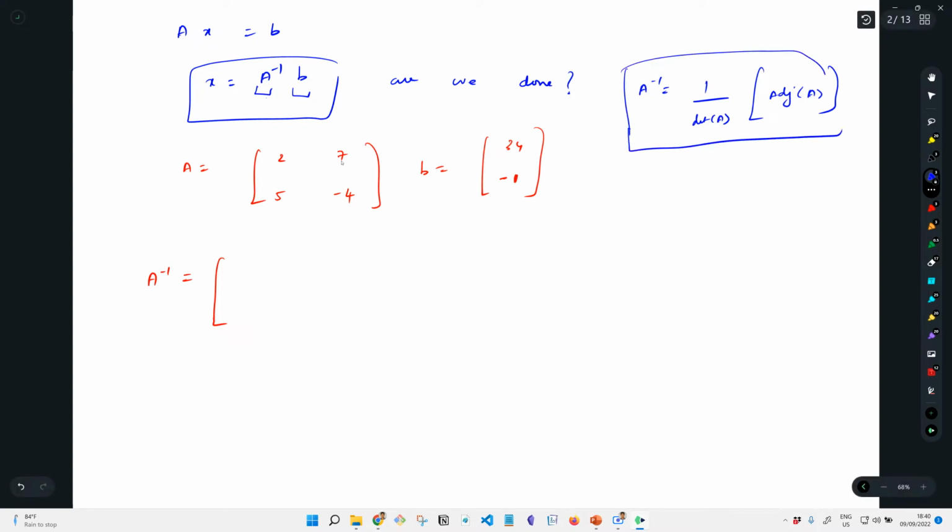But for 2 cross 2 matrices, there's a small trick that will give us the inverse directly, right? This applies only to 2 cross 2 matrices. It doesn't apply to 3 cross 3 or larger matrices. So for a 2 cross 2 matrix, if you apply this formula, 1 by determinant of A into adjoint of A, it turns out that for A inverse, you take the leading diagonal. What do you mean by leading diagonal? The diagonal that goes from left to right of the matrix, right? Now, the elements in the leading diagonal, you will swap the positions. That is, you will write this as minus 4 and 2. The elements that are not in the leading diagonal, you will invert the sign. Minus 7, minus 5.